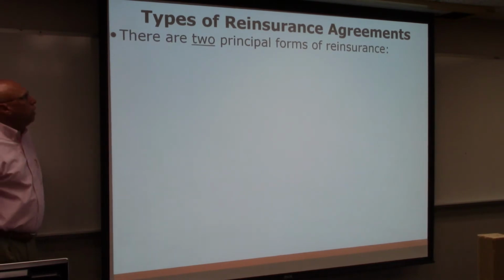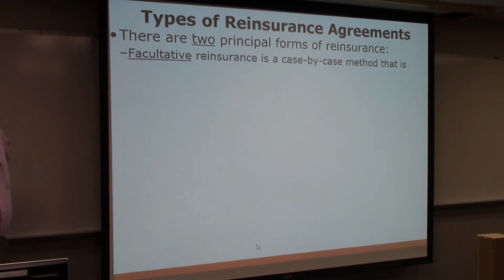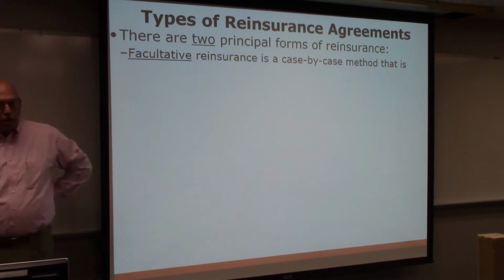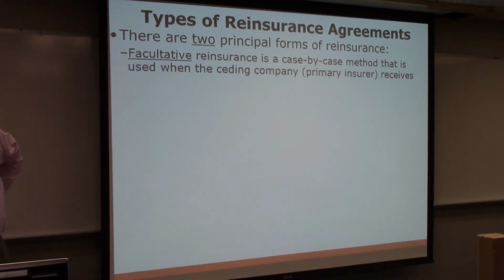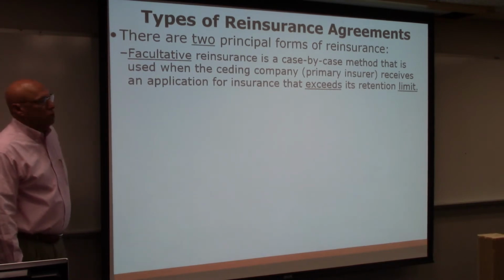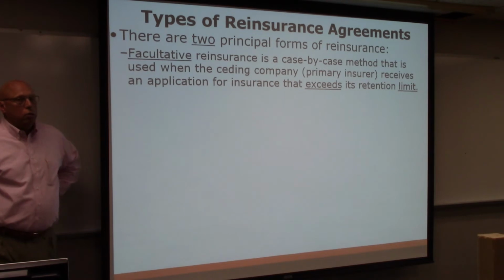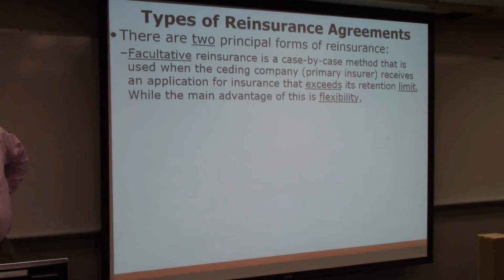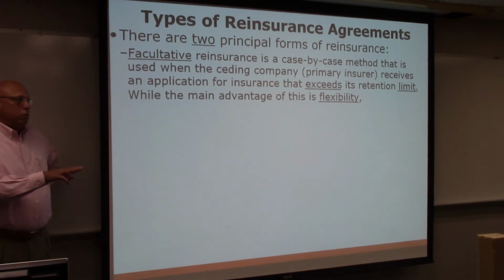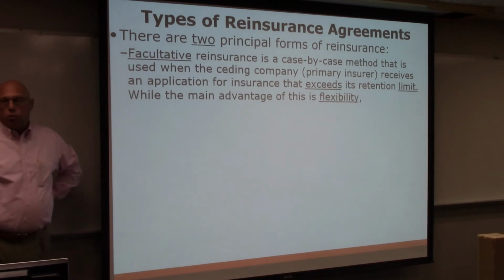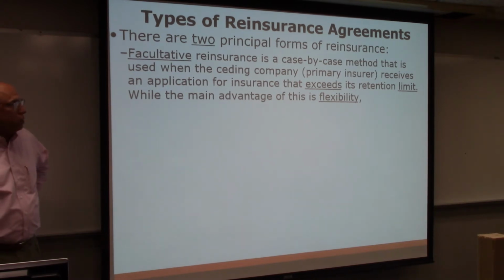All right. Two ways that reinsurance is written. The first is called facultative, and it's done on a case-by-case method. So the ceding company gets an application that exceeds the exposure that they're willing to take. And so on a case-by-case basis, they go to the reinsurance company and offer the opportunity for the reinsurance company to take on this case.